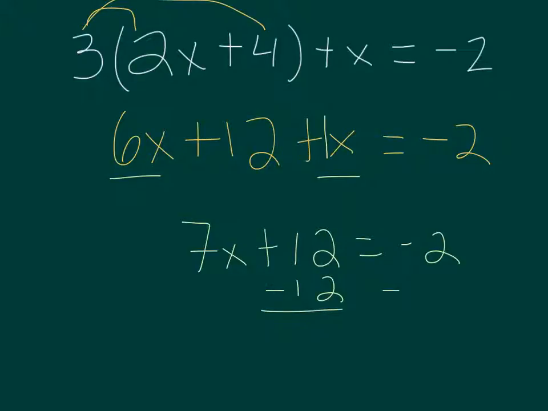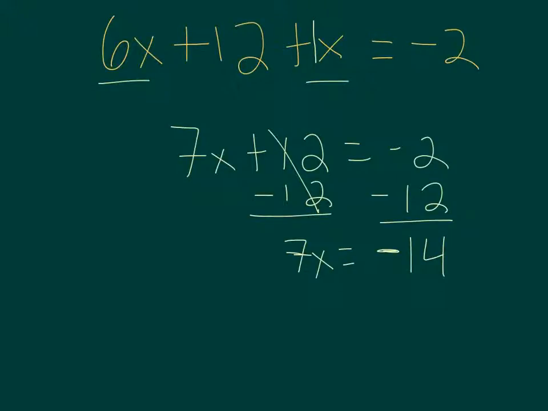Minus 12, minus 12. Again, this is where we really need to stop and pause. Always, always, always, when you get to this side of your equation, stop, pause, and think about it. It will really save you from making silly mistakes. I have a negative 2 and a negative 12. They are both negative, so I'm going to end up adding them together. 2 plus 12 is 14. And they are both negative, so this is negative 14. 7x equals negative 14.